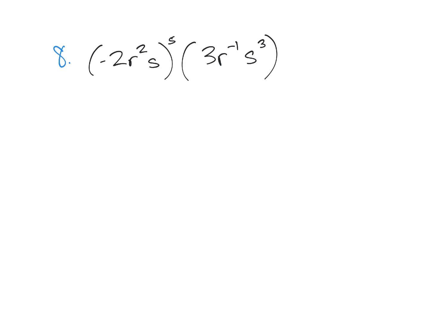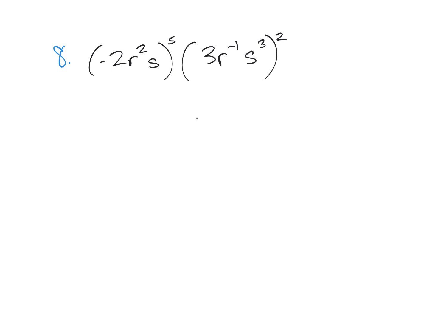Okay, number 8. Hopefully we're doing better. Let's have you do something like, where are they at? All right, let's just do this one here. -2 r squared s to the 5th power times 3r to the -1 s cubed, all of that raised to the 2nd power. All right, so I'll pause the video and give you a chance.